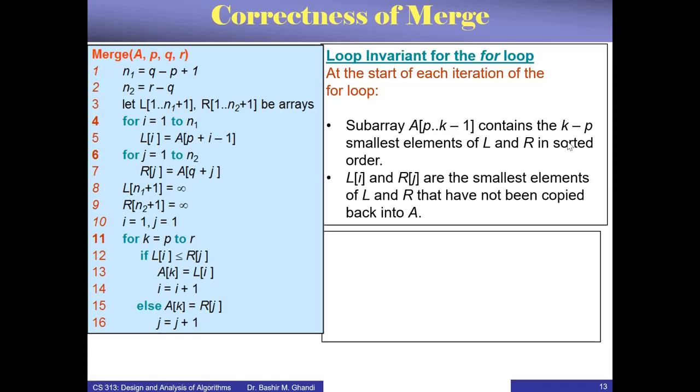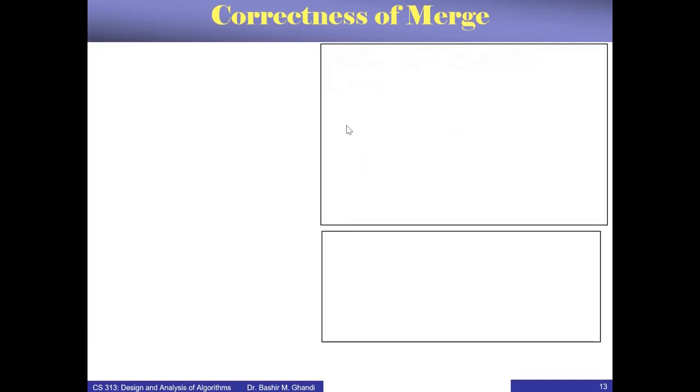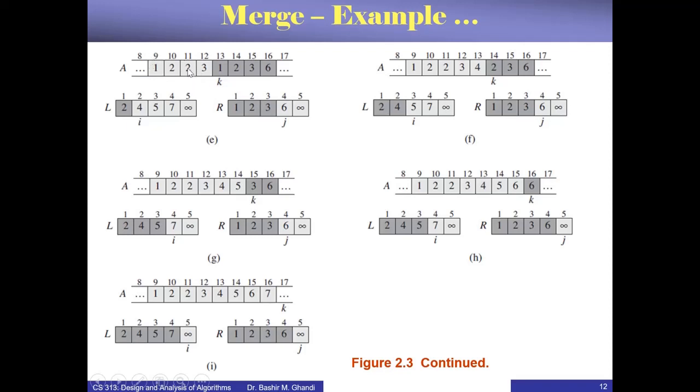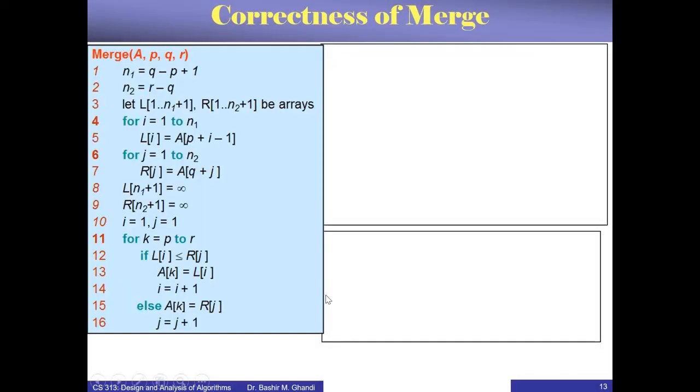The second part of our loop invariant is that L at I and R at J are the smallest elements of L and R respectively that have not yet been copied back into A. Obviously, we have not copied L at I and R at J yet. Okay, so we're going to see if this statement remains true first before the loop starts and also after each iteration. If yes, then we will be able to see that the algorithm will actually work, because that range keeps increasing. And the range I have just shown you of sorted list will keep increasing, and it is sorted, and by the end of the algorithm we will have all the elements in that range and they are sorted. So this means the merge actually will work. Okay, so this is the idea. Now let's do the proof.